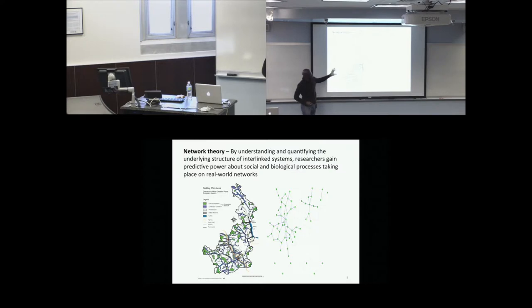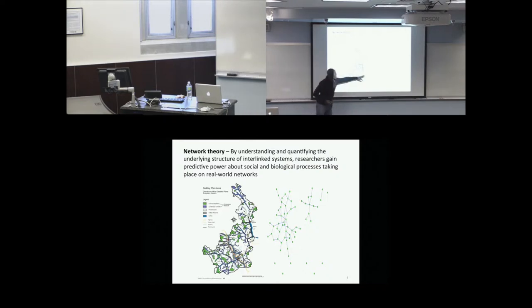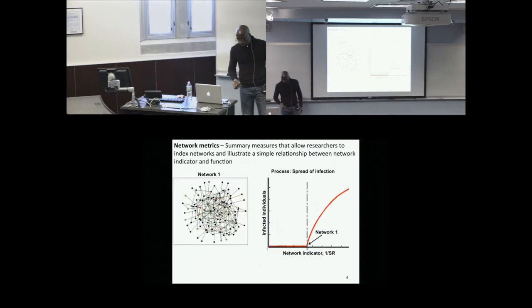Now, the whole theory stemming from this visualization is that by understanding and quantifying these kinds of structures, we gain some predictive power over the processes going on them, be they biological, like species dispersal and species persistence, or social, like the spread of ideas, infection, or rumors. If we can quantify these structures, then we can better understand them.